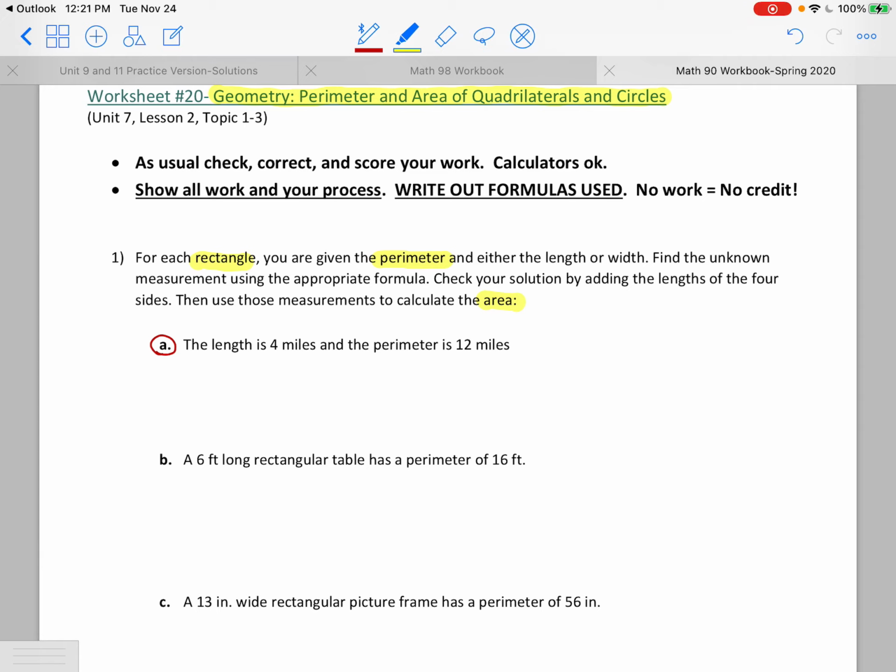Okay, so 1A says the length is 4 miles and the perimeter is 12 miles. So these are givens. These are what we know. These are some knowns, right? And we have other knowns. We know that we're talking about rectangles, and we know we are asked to solve for perimeter and for area. So first of all, our very first quest here is solving for perimeter. We're going to write down that formula. So perimeter of a rectangle is 2 lengths plus 2 widths. That is our formula, and we're going to try to get that down, right?